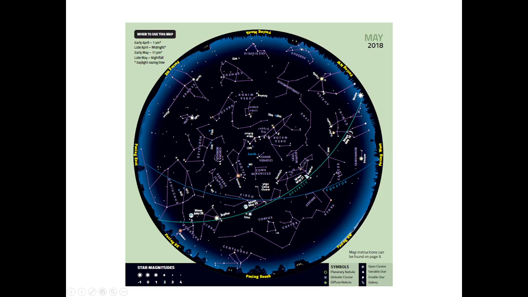The constellation Ophiuchus is now rising, and that holds a lot of deep sky objects. Libra is rising as well. Virgo is high in the south at this point, and Cancer is in the west, and Gemini are the twins. They are now getting ready to sink below the horizon.